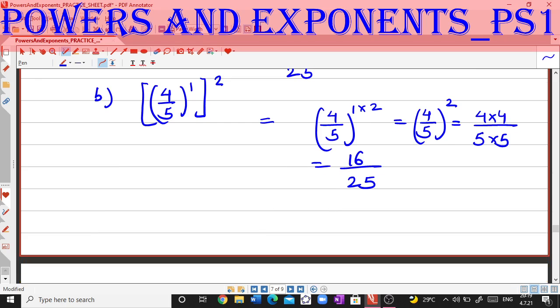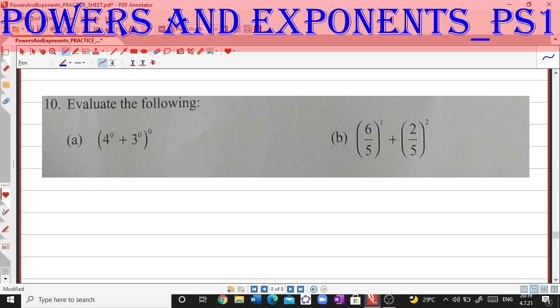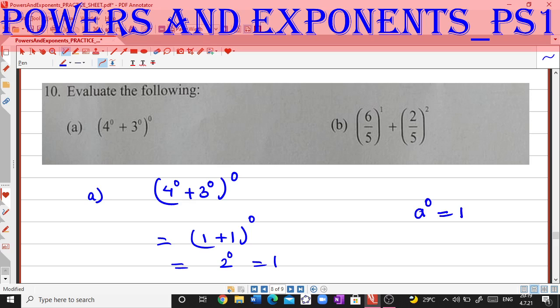Now the last question, question number 10. Here also you have to evaluate the following. Very easy. You know that 8 raised to the power 0 is 1. So here 4 to the power 0 plus 3 to the power 0 whole raised to the power 0 is going to be 1 plus 1 whole to the power 0. That is 1 plus 1 is 2 and 2 raised to the power 0. The final answer is 1 only. Here we have applied this rule: a to the power 0 is equal to 1.